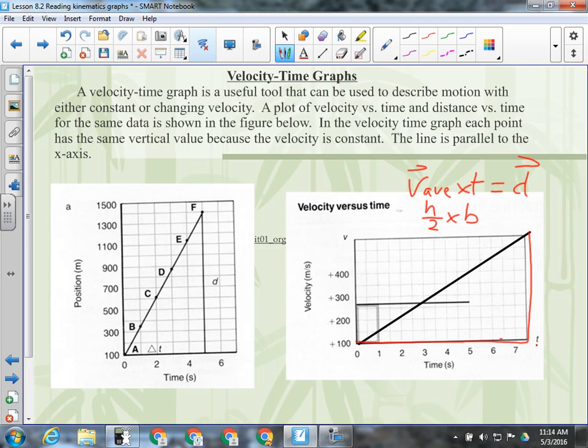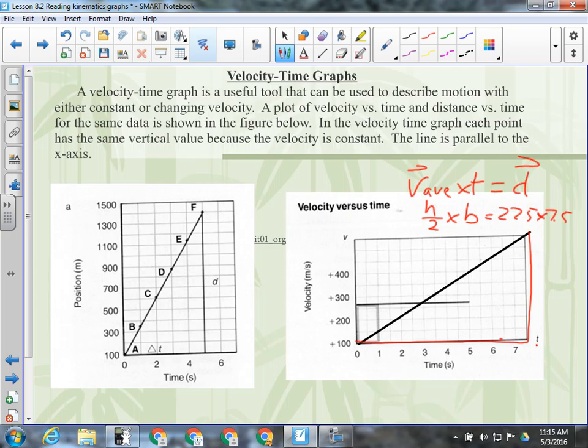Okay, so if we calculate the area underneath this line, or the area underneath any line, on a velocity versus time graph, we're going to find the displacement of the object. Okay, because we're taking the average velocity and multiplying it by time for each section of the graph. So in this case, we would have 450 over 2, which is 225 times 7.5. I don't know what that comes out to, but that's how we would calculate the total displacement in that graph.